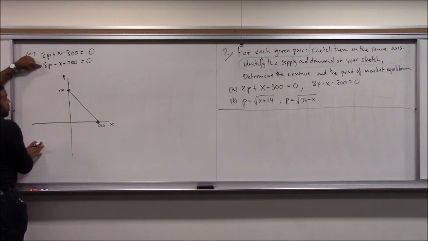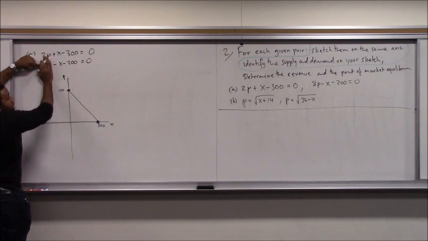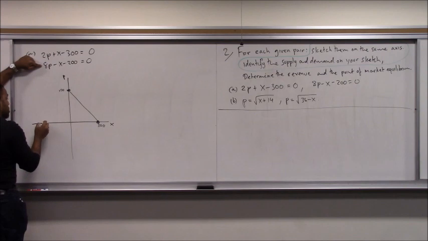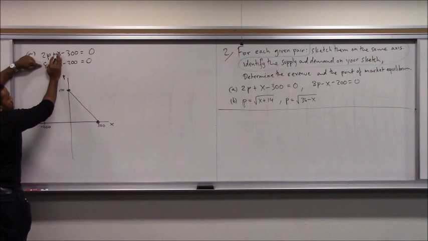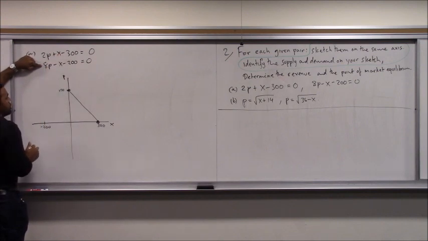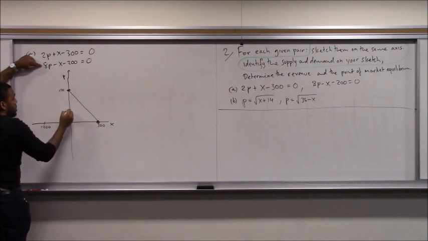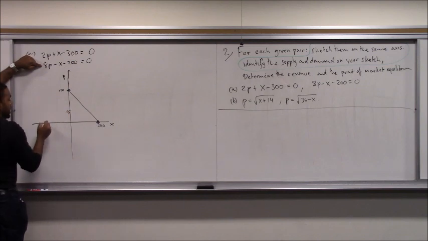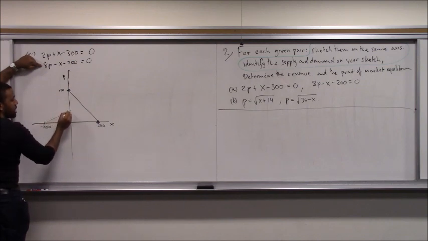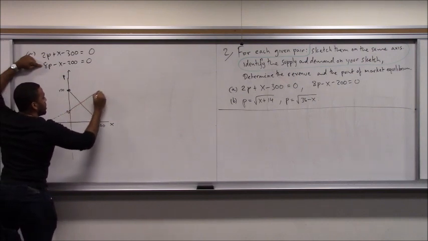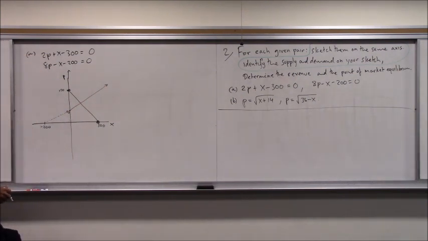If you look at this one now, the same idea. Notice that if I plug in p equals 0, I would actually get x equals minus 200. So there will be a point over here. And if I plug in x equals 0, I would get p equals 200 over 8. Does that go into it? 25. So it's actually lower here. Again, I don't care about this part of the curve, that's the negative part, but it's this part that I care about. Okay? So that's the picture.